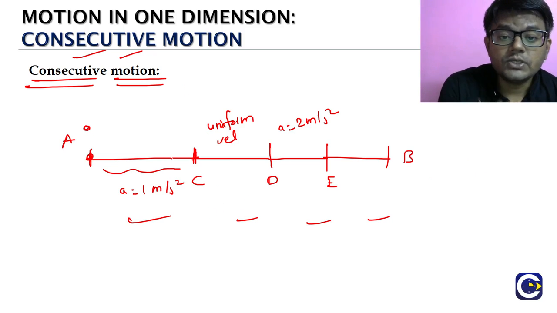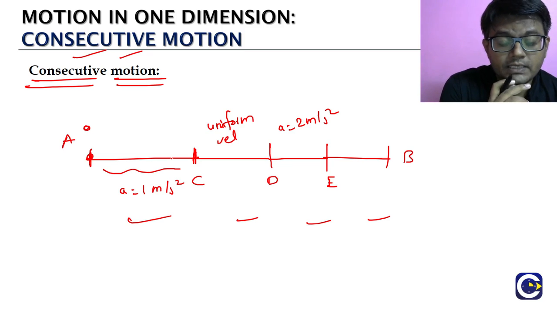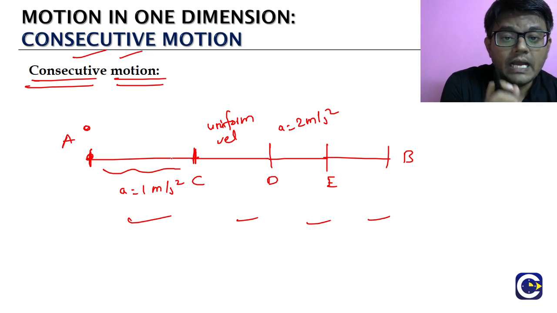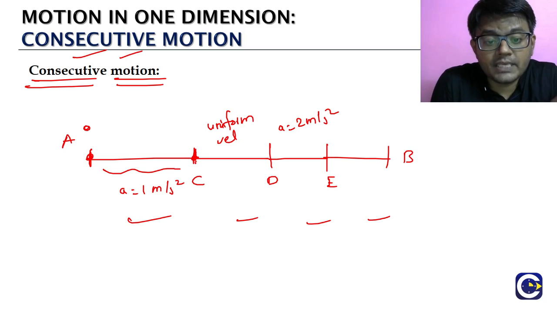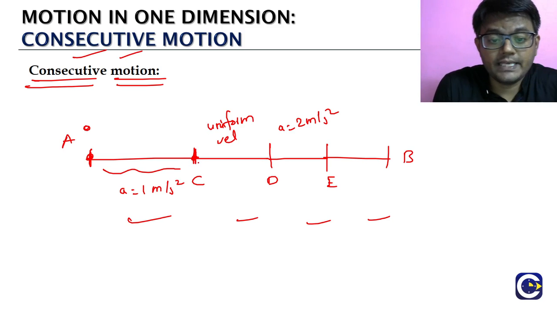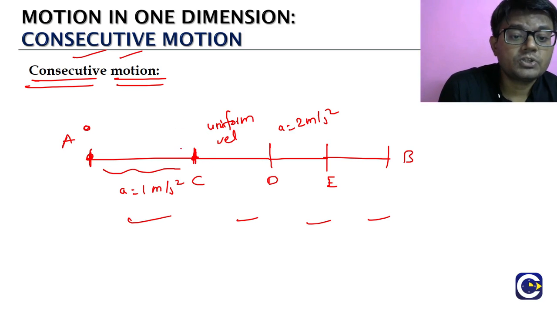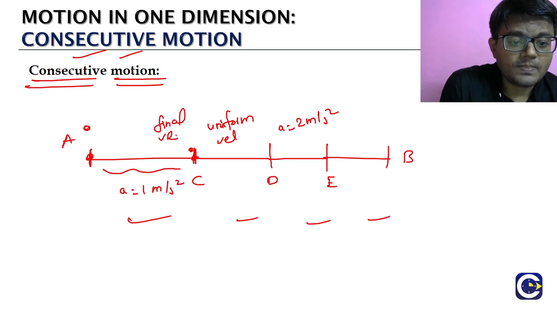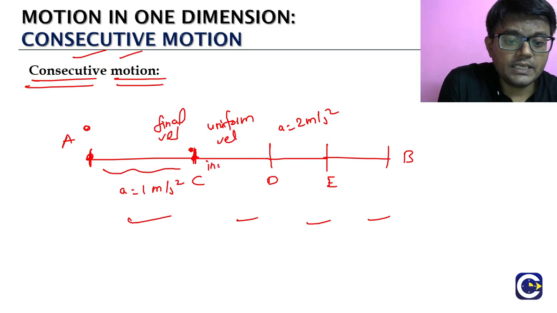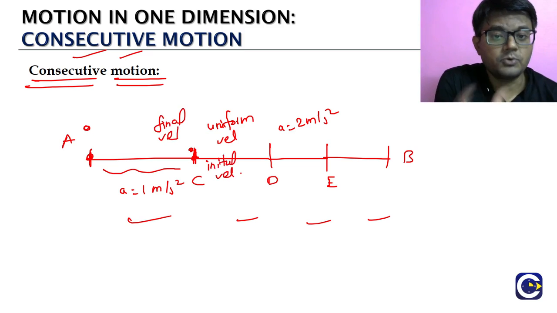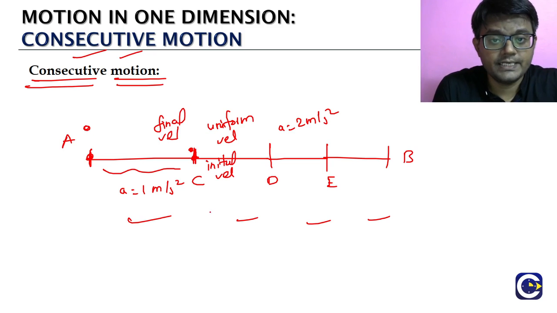In consecutive motion of an object or particle, what we need to be clear about is that the motion is not breaking. It is not like once it comes to C, it stops and then takes a different course. It is in constant motion but the parameters are changing. So in consecutive motion, whatever the final velocity in the previous portion of the journey will be the initial velocity in the subsequent portion, because it is not stopping the motion, it is going to continue.